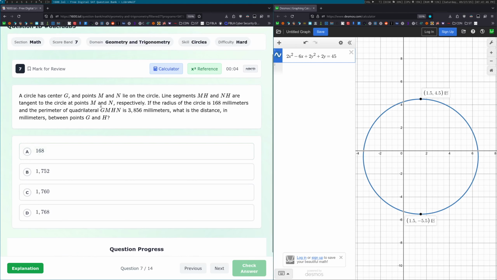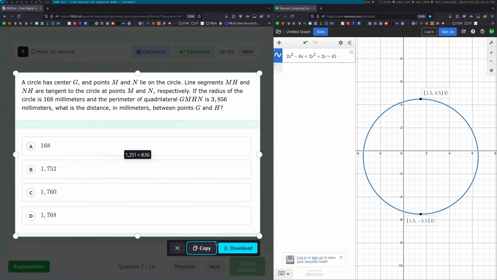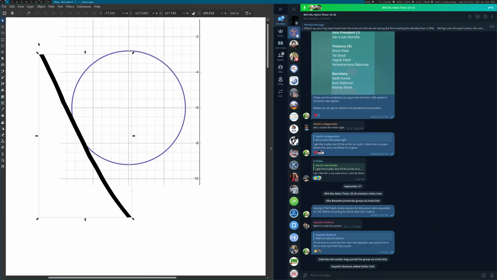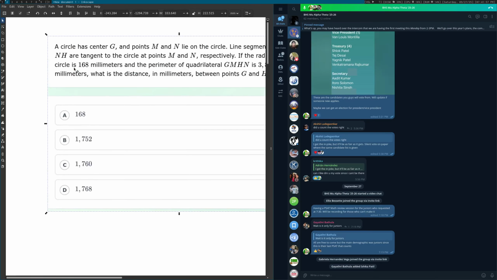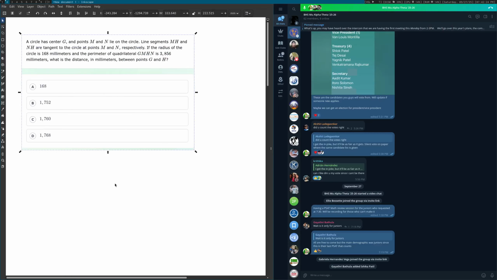Okay, this is a good one. And this one you can't really do on Desmos, so I'm gonna copy it over to Inkscape where I can draw on it. Okay, a circle has center G and some points lie on the circle. Line segments MH and NH are tangent to the circle at points M and N respectively. If the radius of the circle is 168 millimeters and the perimeter of quadrilateral GMHN is 3856 millimeters, what is the distance in millimeters between points G and H? That's a lot of words. Let's start from the beginning.